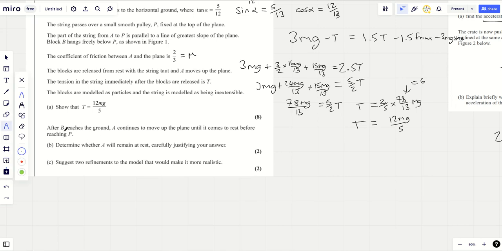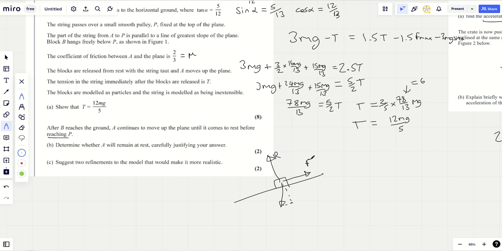Okay, so after B reaches the ground, A continues to move up the plane until it comes to rest before reaching P. Okay, determine whether A will remain at rest. So it's skidding up, string's gone slack, yeah, it skids up, and then it's a case of will it go back down? Well, this is when we can do that little test I did at the start to decide which way it goes. Basically, you'll have this situation. The string will be slack. And now the friction's going in the other direction because it's about to move down the slope.